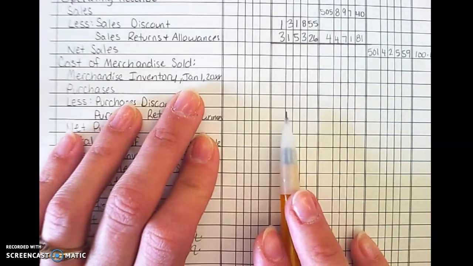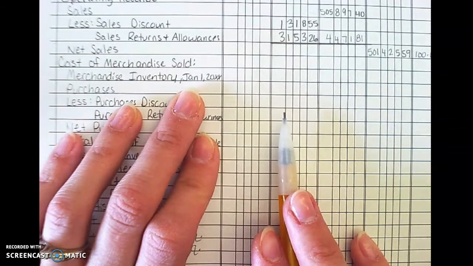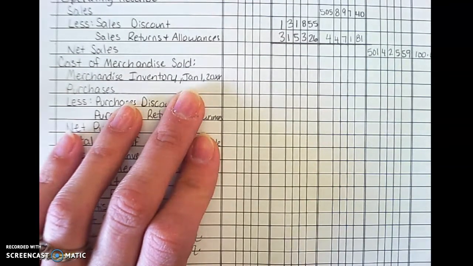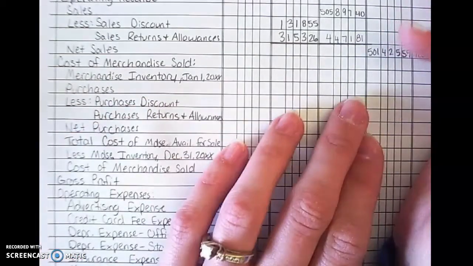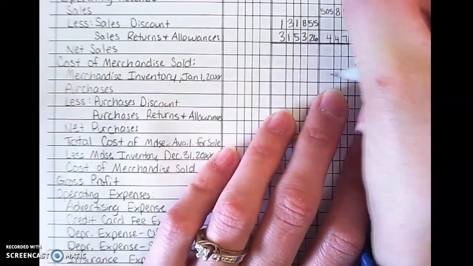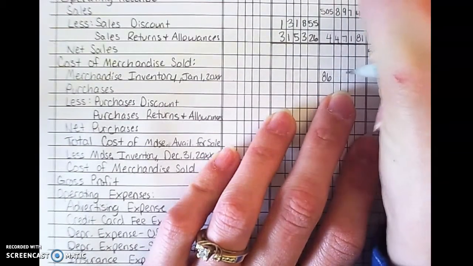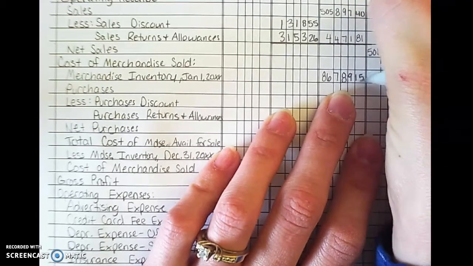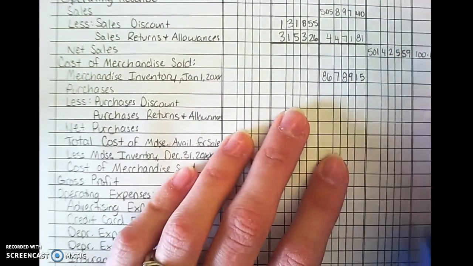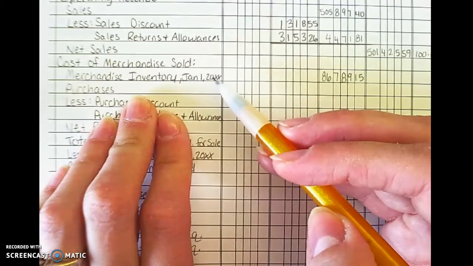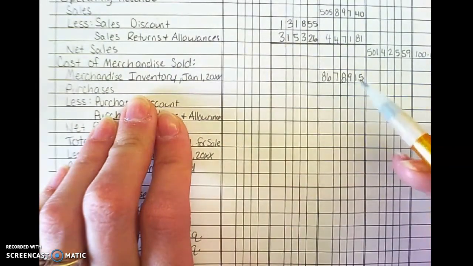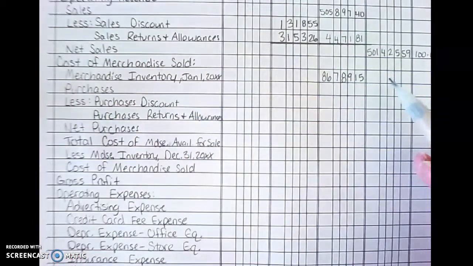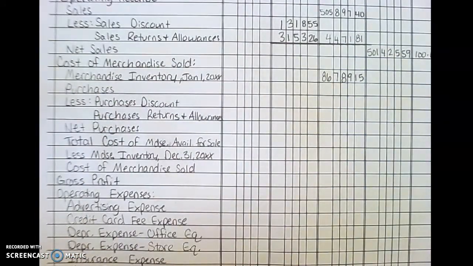So it says in the instructions, the beginning merchandise inventory amount is $86,789.15. We are going to put that in the third column here. So this is the amount of merchandise inventory we had at the beginning of our fiscal year. We had 86,000. From that, we went ahead and we bought merchandise and we sold merchandise. And that's the kind of things we need to calculate next.